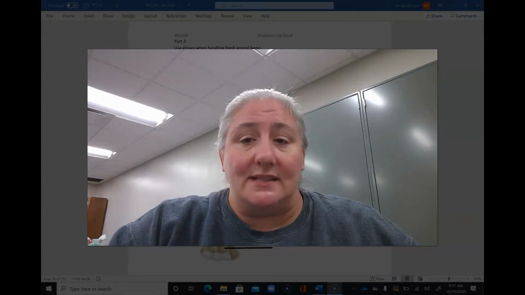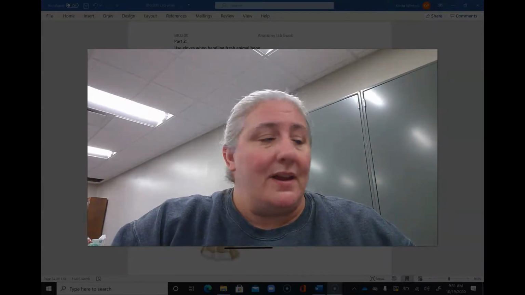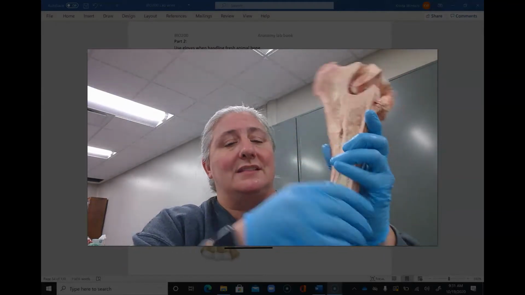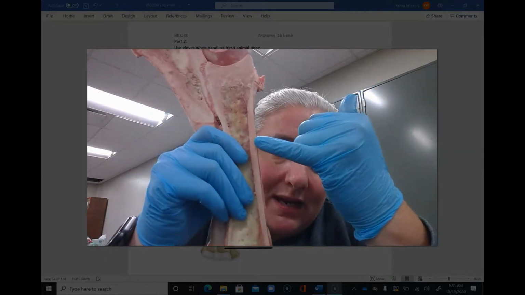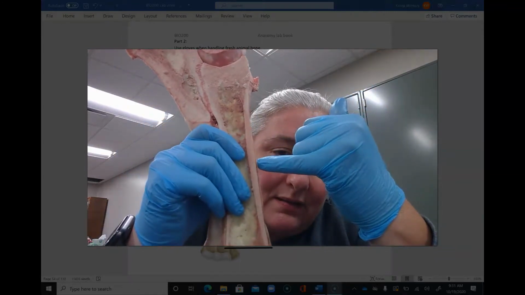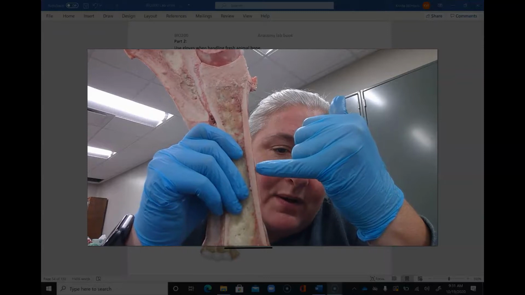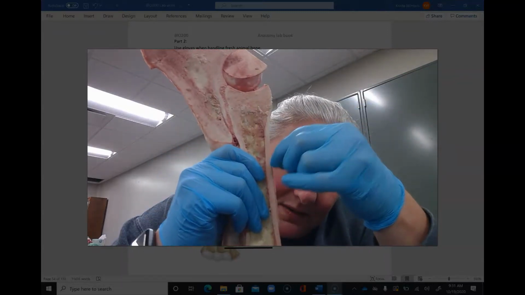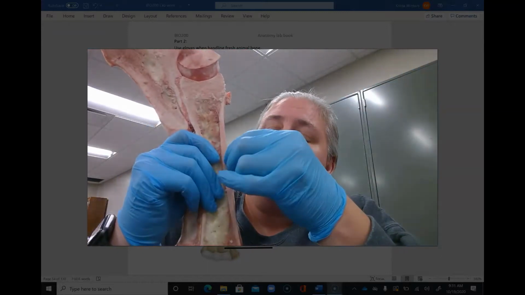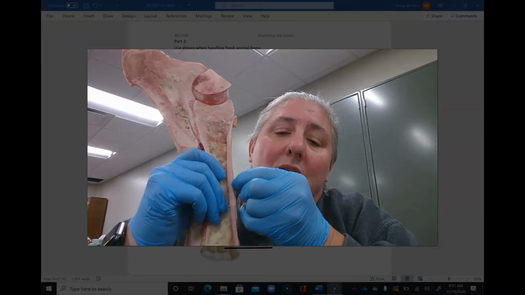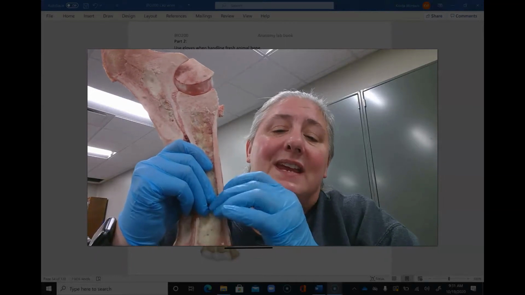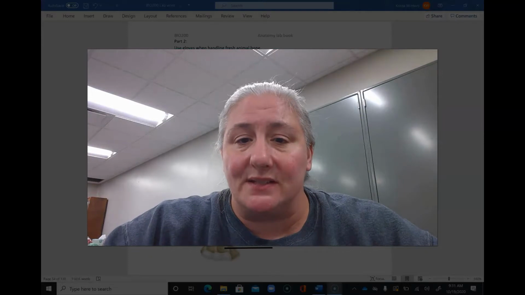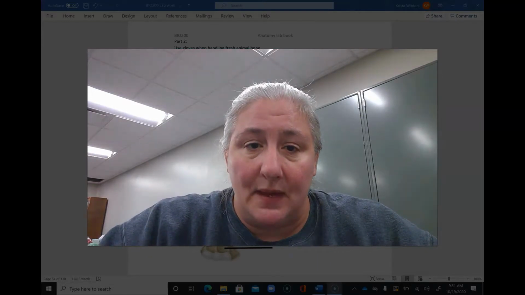The periosteum. The periosteum is a tissue that surrounds the bone. On here, do you see that little red tissue right there? That would be part of the periosteum. The periosteum is a connective tissue, dense irregular connective tissue, that attaches and feeds the bone. So nerves and blood vessels can move into the bone from there.